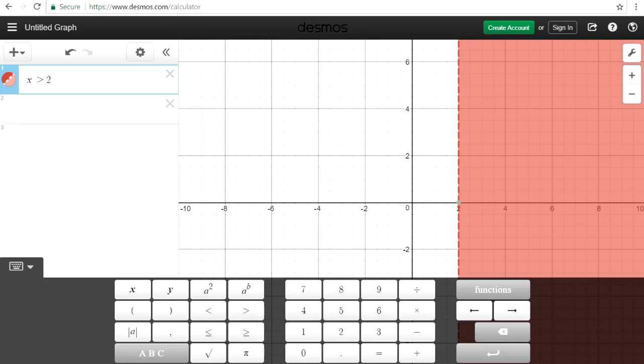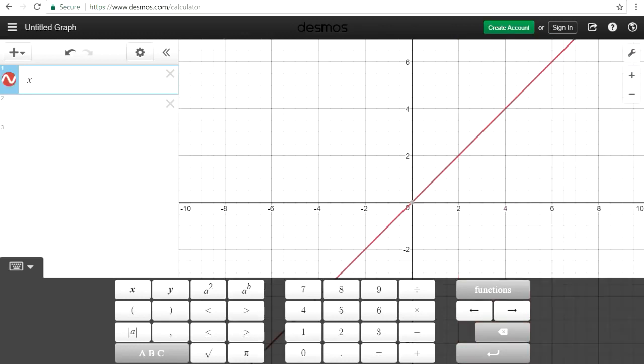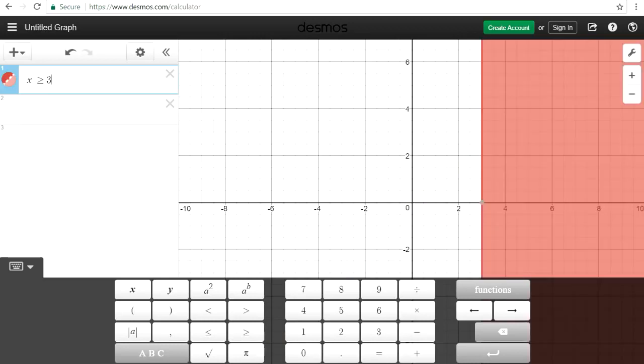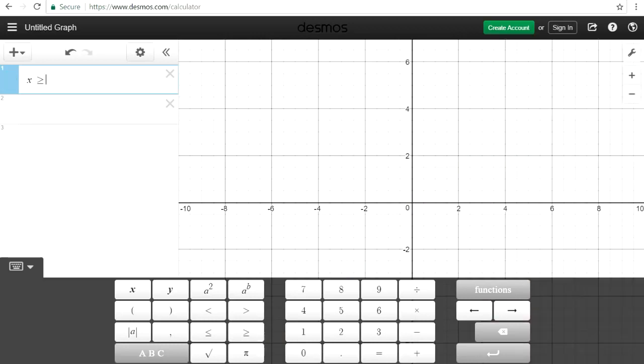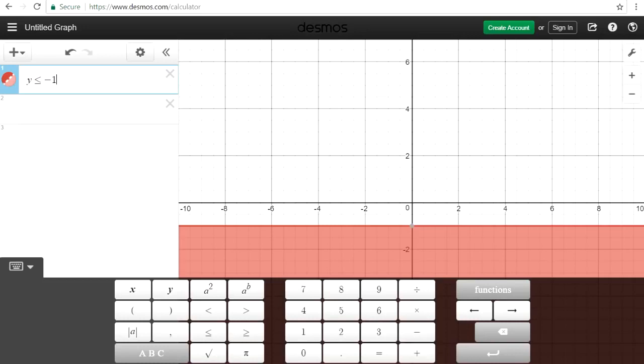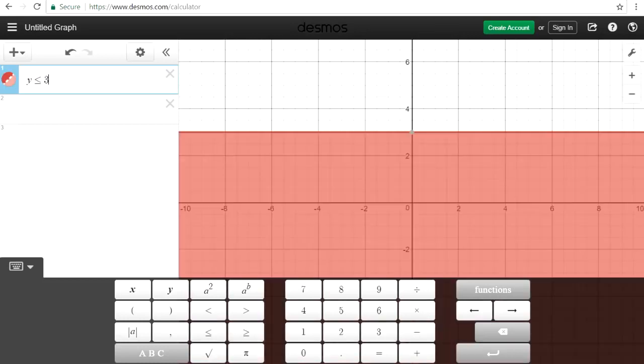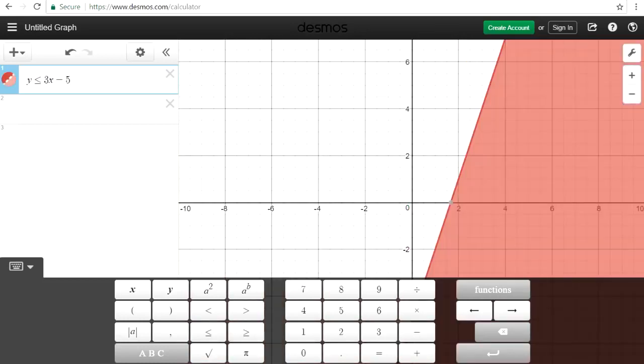So you get a vertical line at 2 that is a dotted line, but you shade towards the right because x is greater than 2. Or you could say that x is equal to or greater than 3. So you have a solid line shaded to the right. Or let's say that y is less than or equal to negative 1. Or you can have a function. Let's say y is less than 3x minus 5.